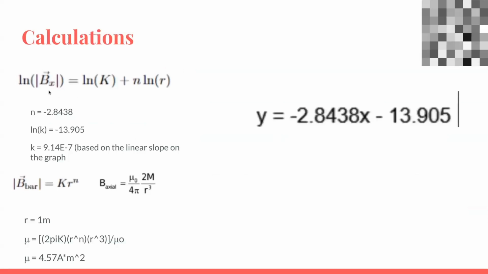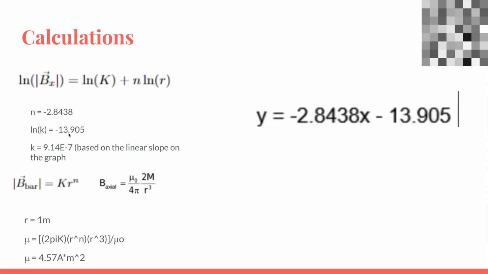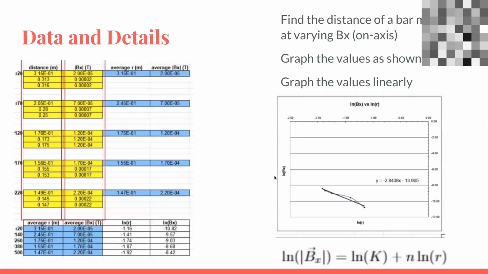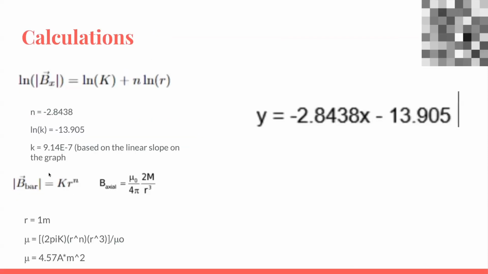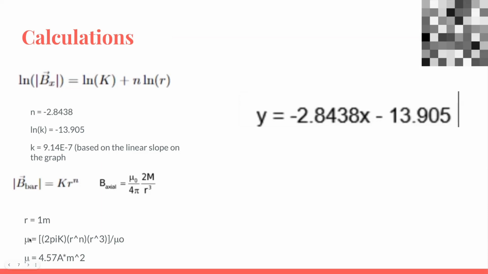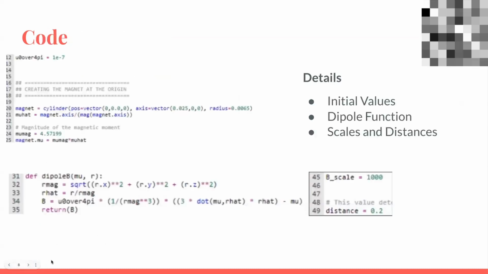Our calculations using the linearization equation shown here, we were able to find n is equal to negative 2.8438. ln of k is negative 13.905. k is equal to 9.14 e to the negative 7 based on the linear slope of the graph, which was shown here. We then set r equal to 1 meter, and we found that mu is equal to 4.57 amps times meter squared.